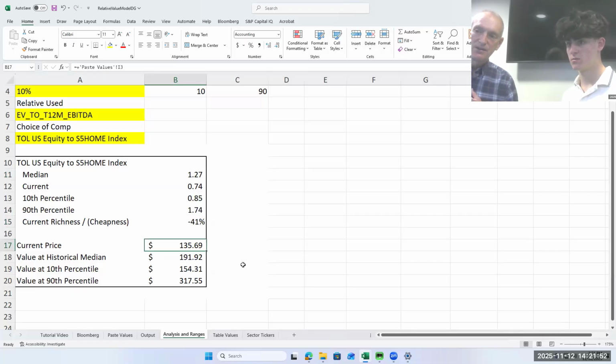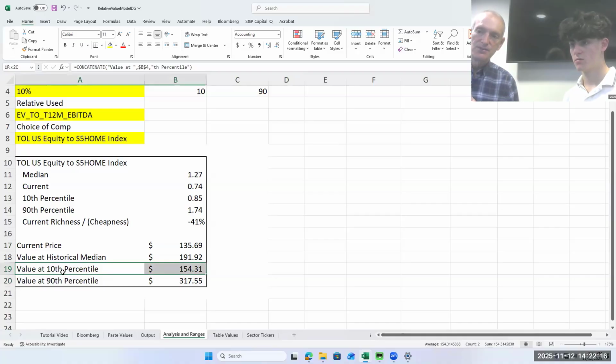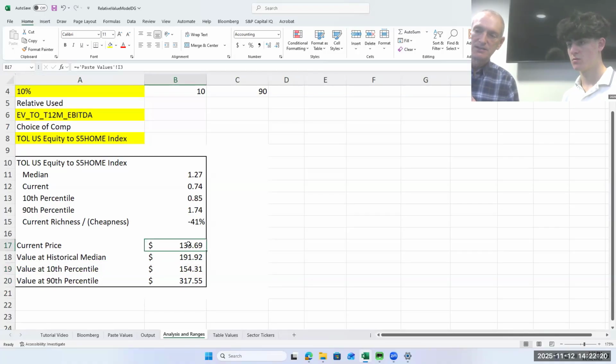Their current price is $135. If you use this historical range that they've had, where they've traded between 15% cheap and 74% rich, their range should be between $154 and $317. I'm using a 90% or 10% range. Right now, they're trading at $135. That means they're cheaper today than even their 10% cheapest. This is a really, really cheap stock today.